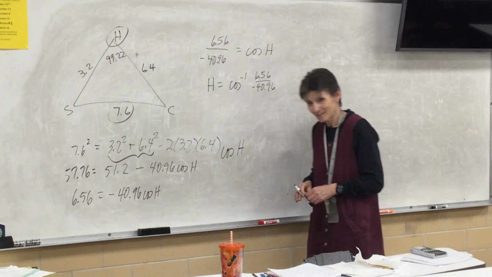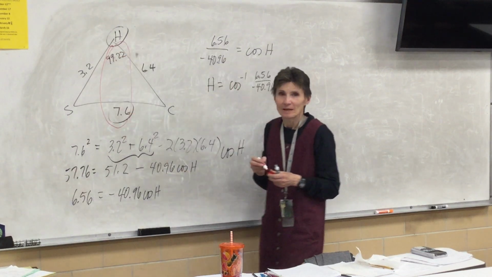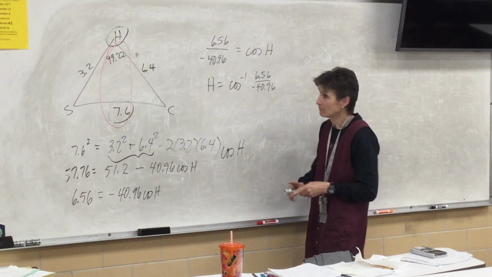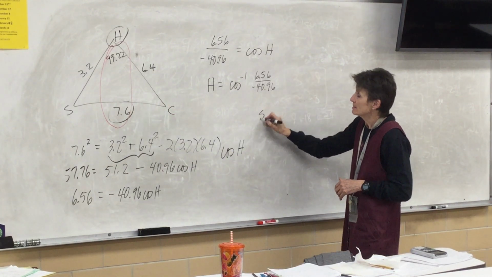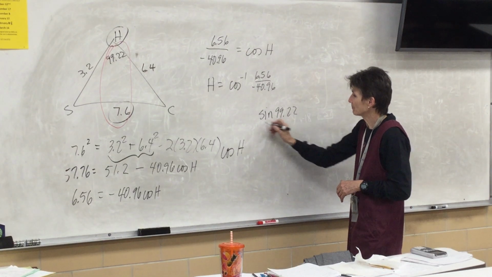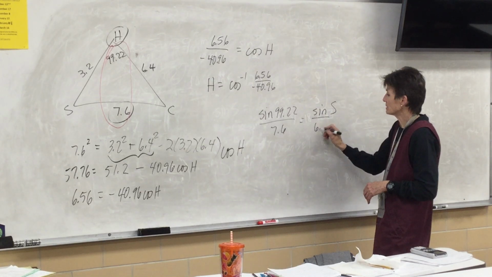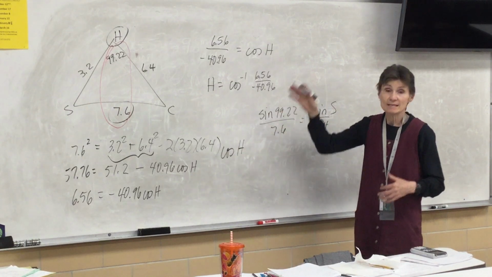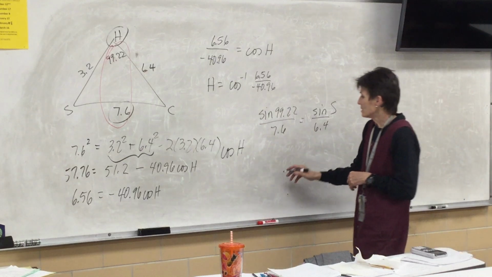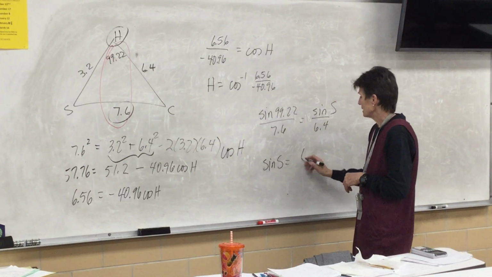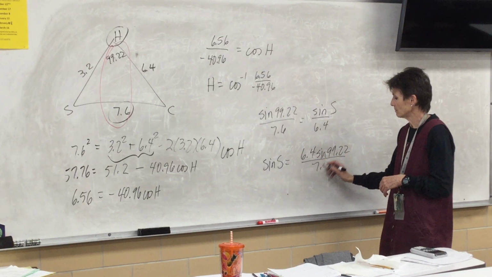Now notice, as soon as I did that, what have I got right here? I have my pair. So now I've got to finish the problem, I still need C and S. Now I can set up my law of sines. Sine 99.22 over 7.6 equals sine S over 6.4, or sine C over 3.2, whichever one you want. You've got to do one of them. So sine S equals 6.4 sine 99.22 over 7.6.